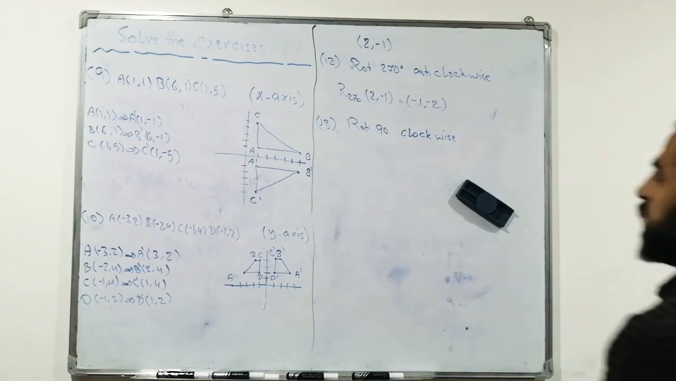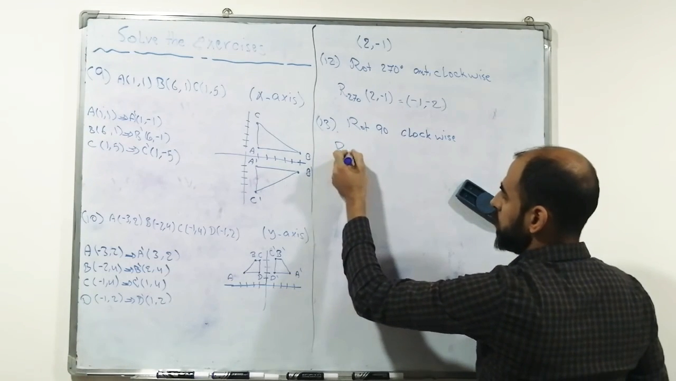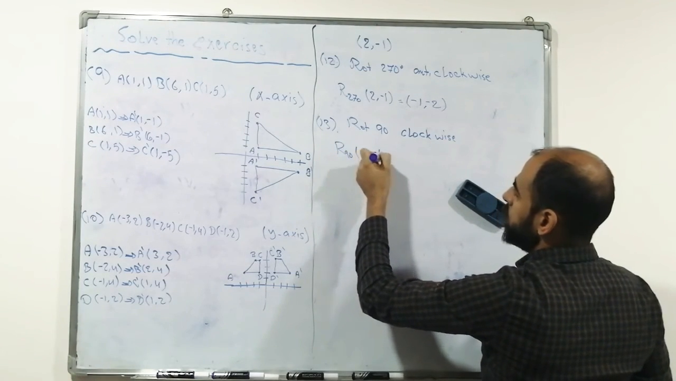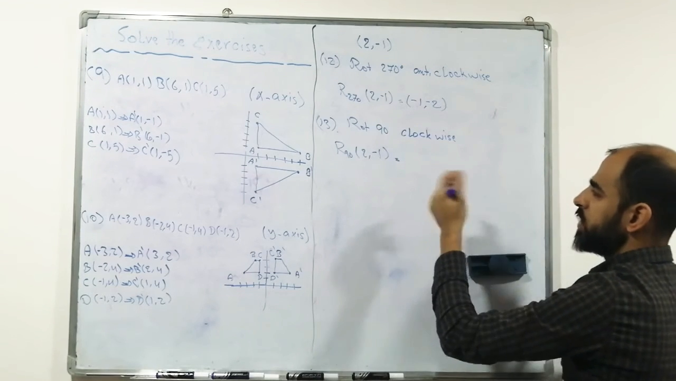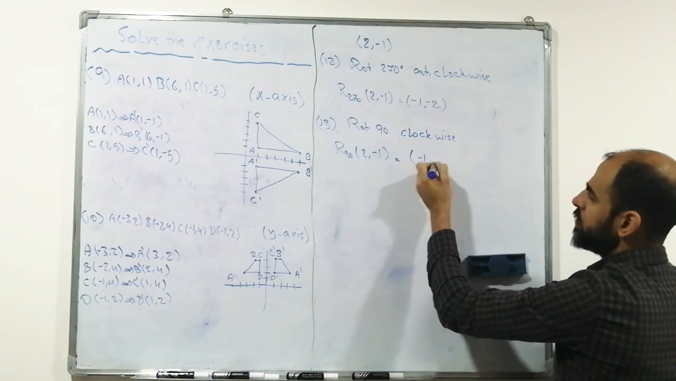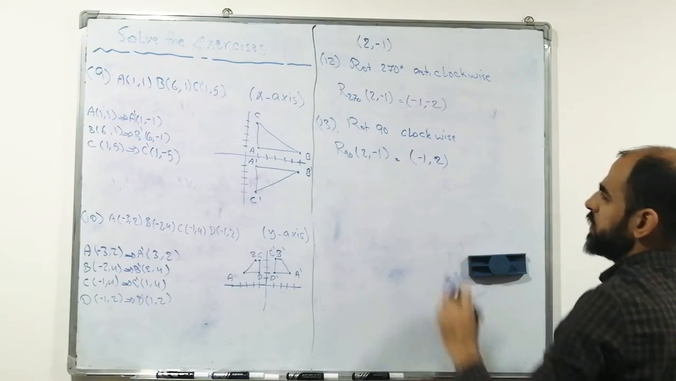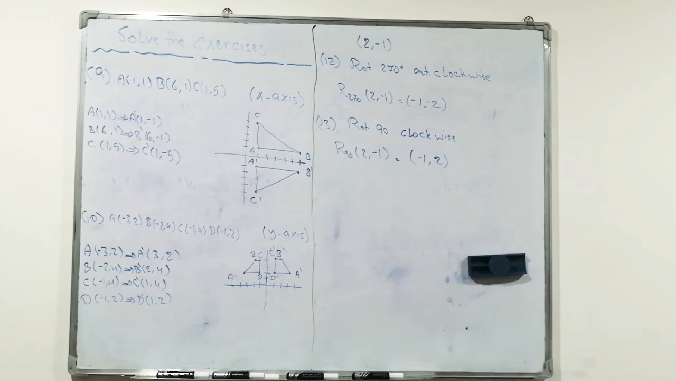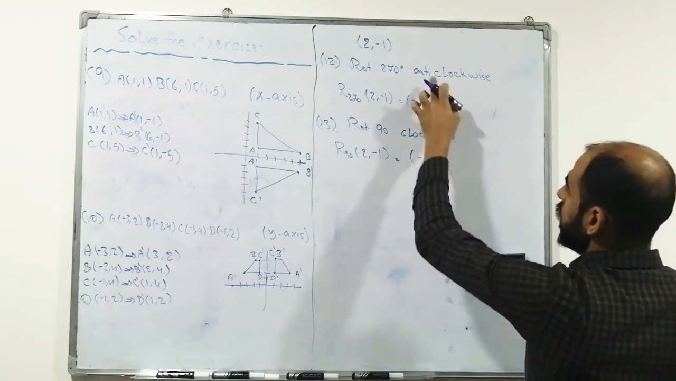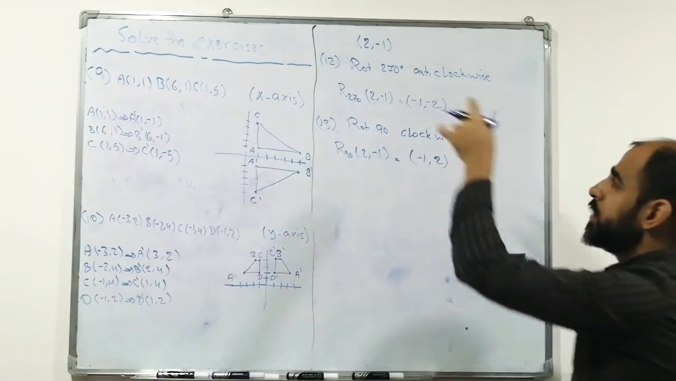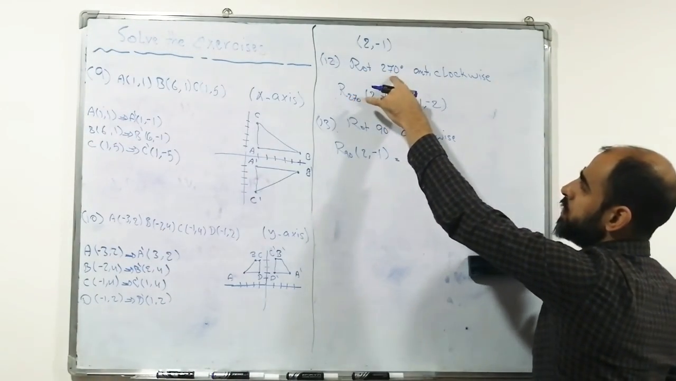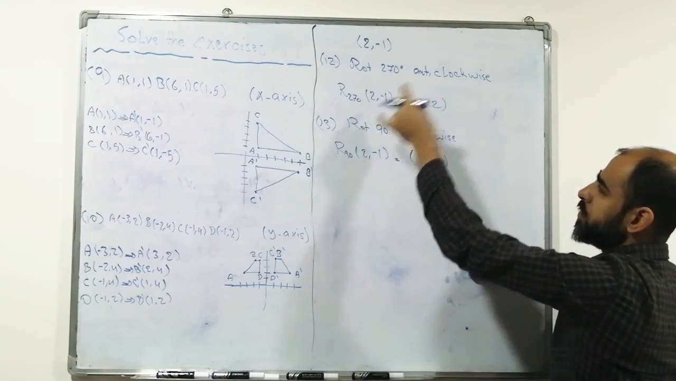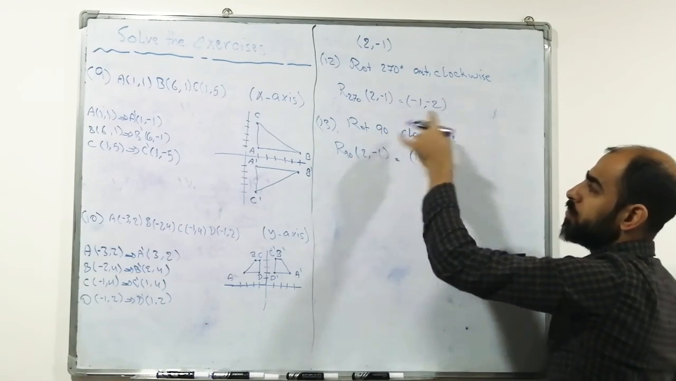As we know, for a rotation of 90 degrees of any point, we have to put x instead of y and y instead of x. Now we have to change the sign of the second part. As I told you previously, rotation 270 anti-clockwise equals the rotation 90 clockwise.